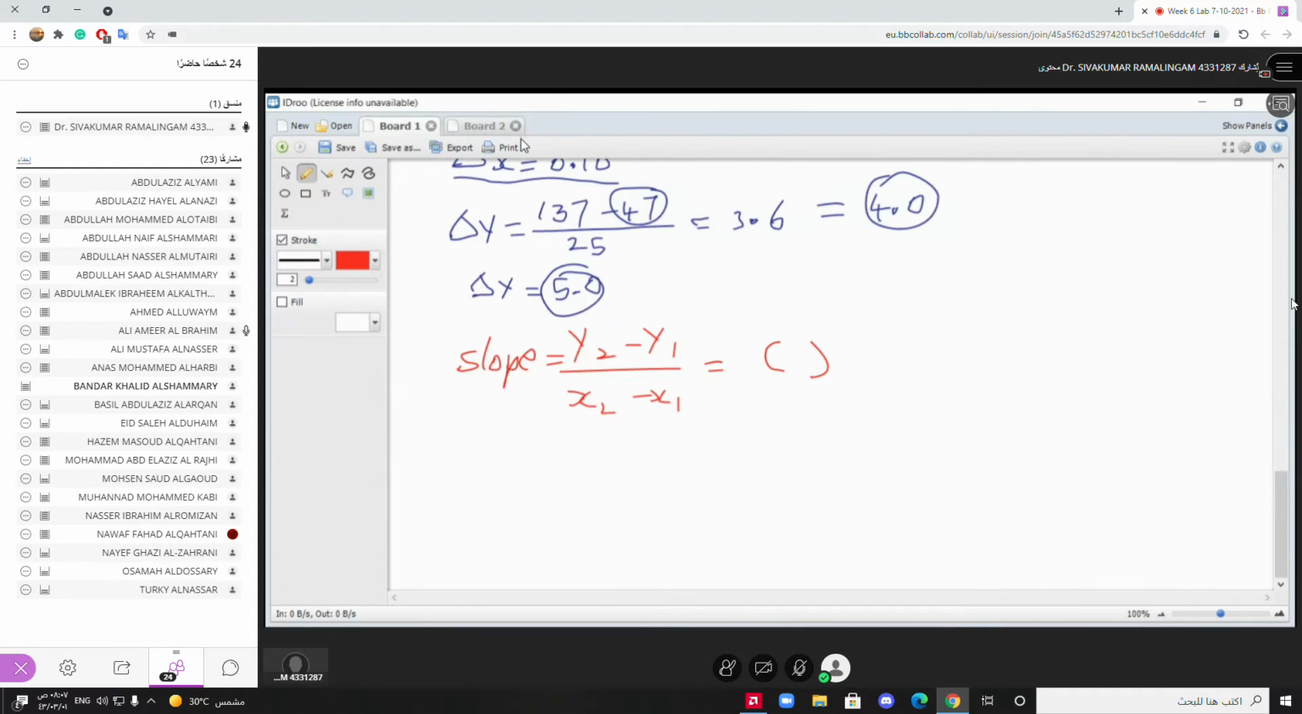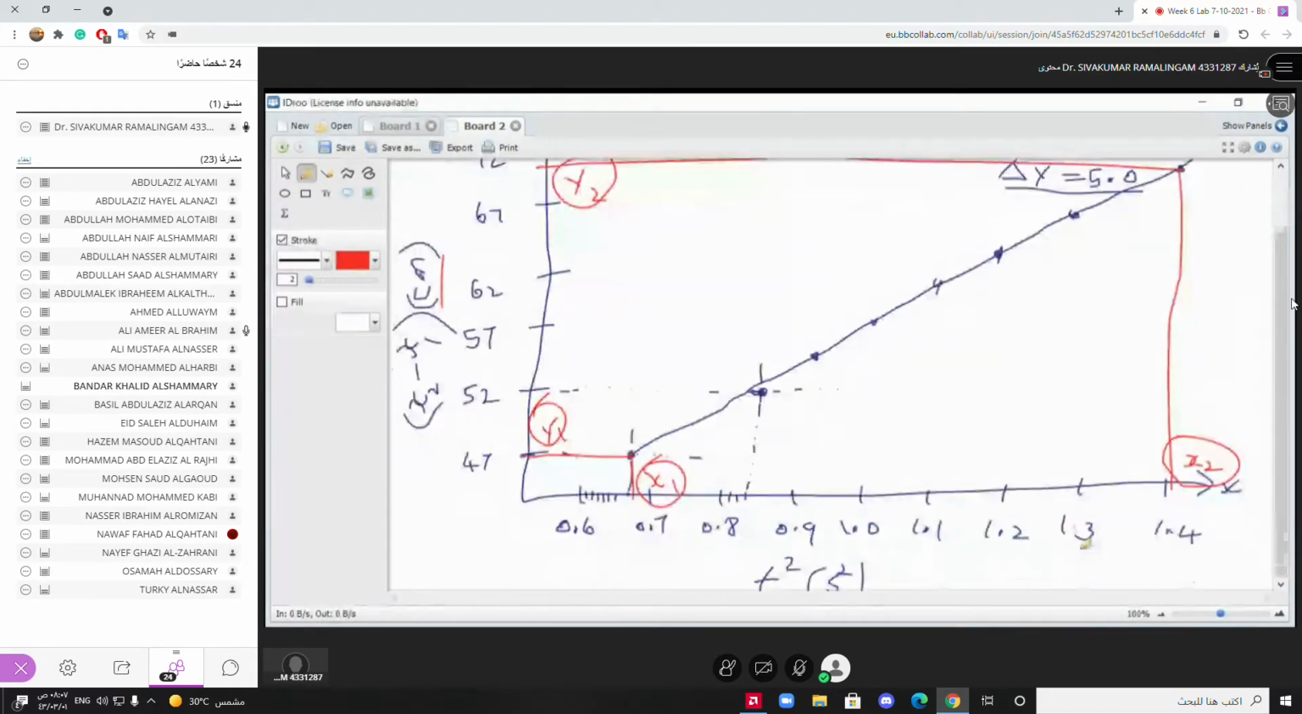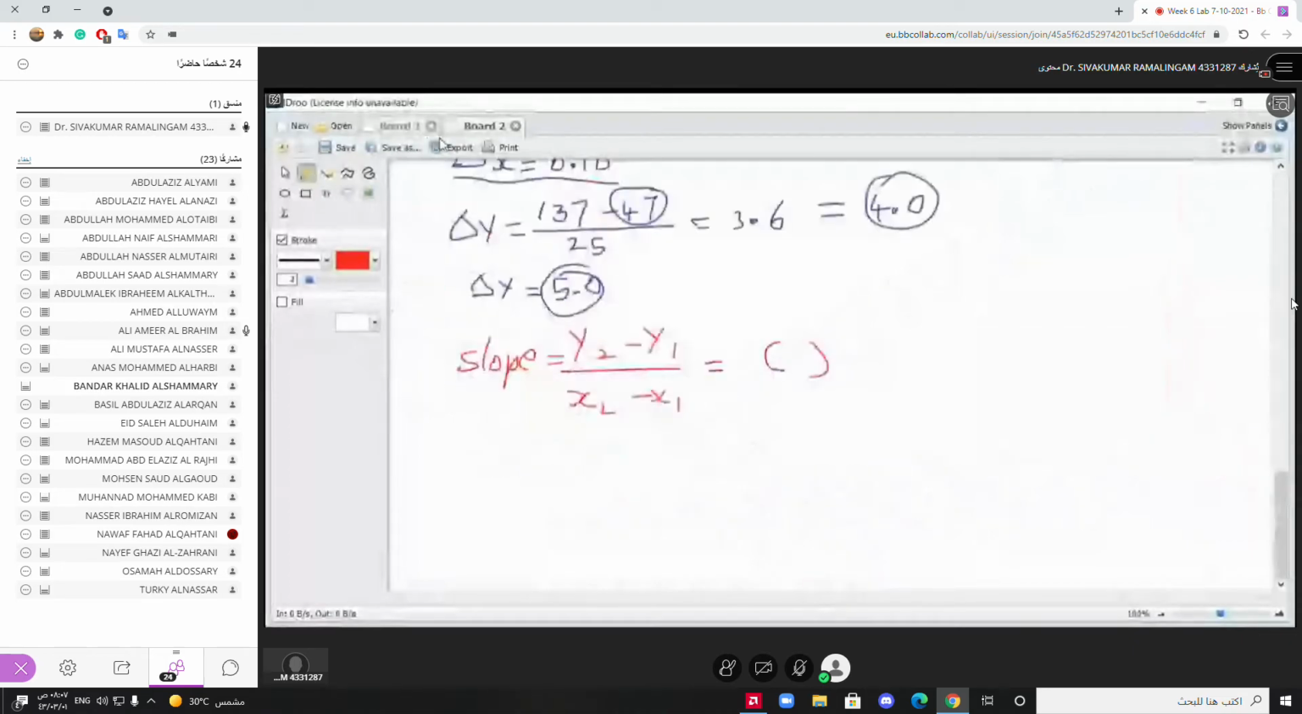Then the unit. What is the unit of the y direction? Centimeter. The unit of the x direction will be second square. Centimeter per second square. How to convert this into meter per second square? Just write the number and centimeter, multiply by 10 to the power of minus 2 meter per second square. Now you got the slope in SI unit.